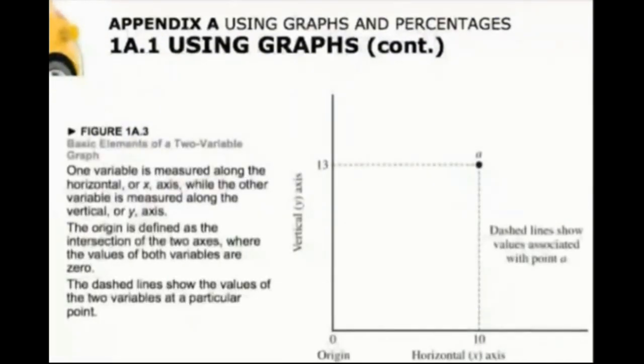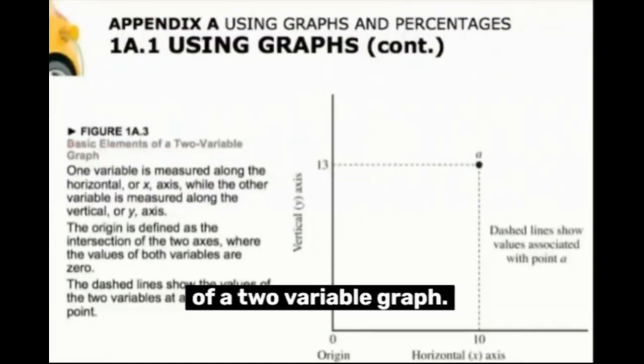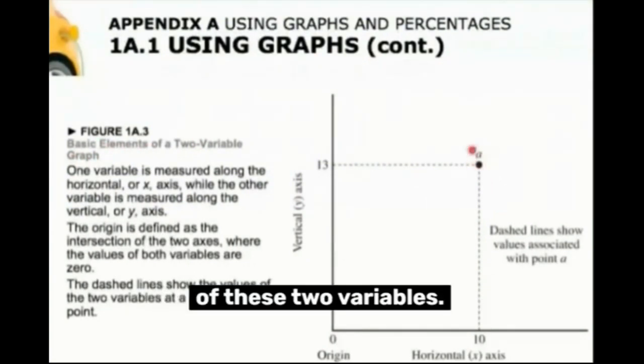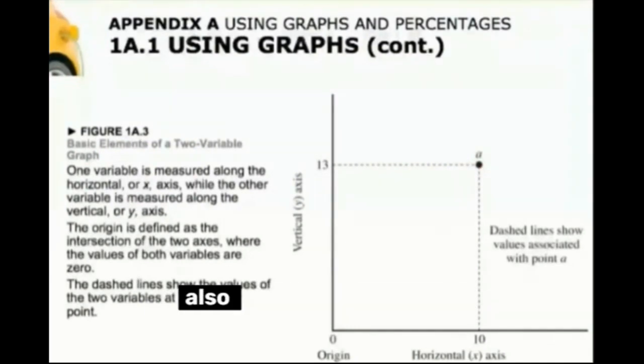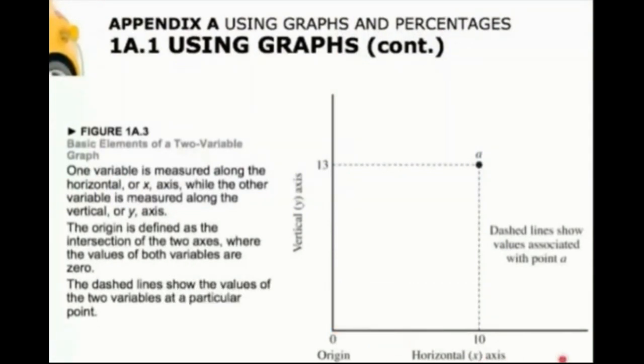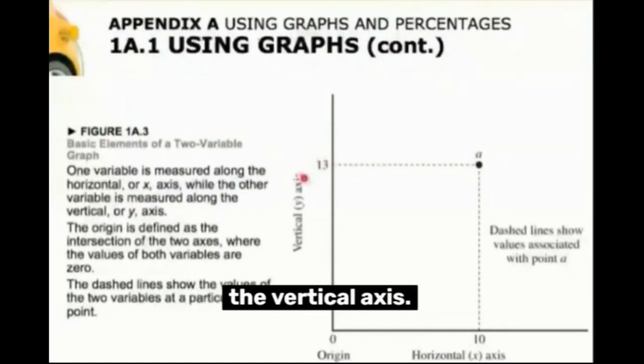Now, a lot of what we look at in economics are two variable graphs. Right? So there are several basic elements of a two variable graph. And any point on a two variable graph represents a combination of these two variables. We have the horizontal axis, also known as the x-axis, and we have the vertical axis, also known as the y-axis. The distance along the horizontal axis represents some amount of a variable, whichever variable is being plotted along the horizontal axis. The distance up along the vertical axis represents some amount of another variable, that variable which is on the vertical axis.